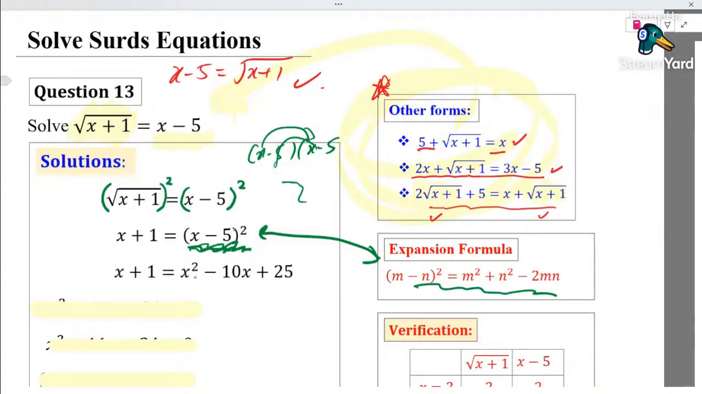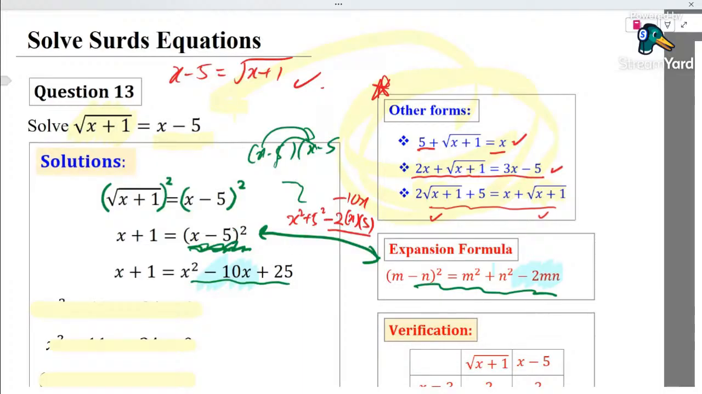The only difference with this arrangement is that once again, I happen to have the 2mn. Sometimes I put it in the middle, sometimes I put it at the back, but they're actually the same thing. You can see that if I follow this formula, I should have x squared plus 5 squared minus 2 times x and 5. So as a result, this is actually minus 10x. So they are the same thing.